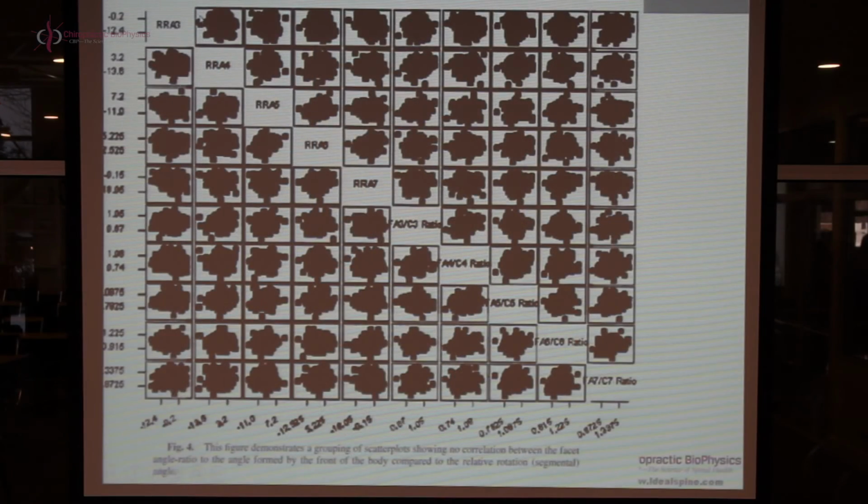Here's the breadth of what we looked at. We looked at many correlation scatter plots, and the only thing we found that was weakly correlated was facet angle 4 to facet relative rotation angle at C4, C5. The other ones, you can just see these are not correlated at all, and I'll blow up a couple.